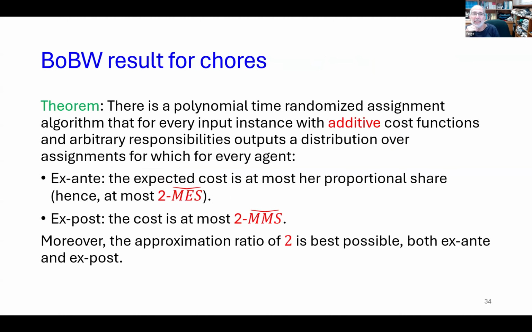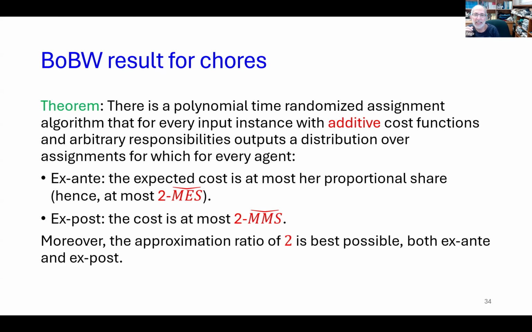So for chores, it turns out there is a best of both worlds result. There is a polynomial time randomized assignment algorithm that, for every input instance with additive cost functions and arbitrary responsibilities, outputs a distribution of assignments for which, for every agent ex ante, the expected cost that she gets is at most her proportional share. And the proportional share is always at most twice as much as this MMS share with the entitlement rounded down.